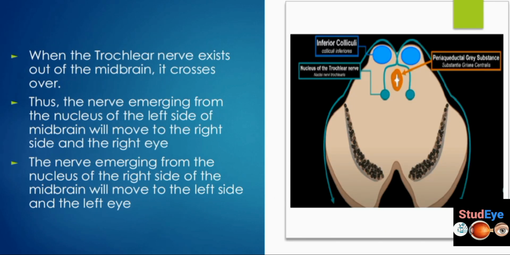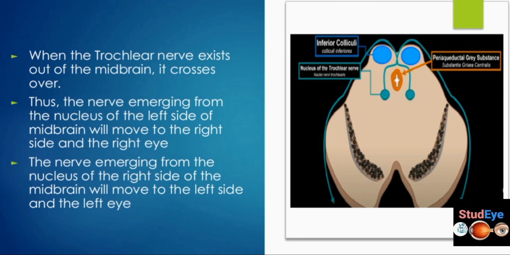So now when the trochlear nerve exits the midbrain, it crosses over. Here you can see that the nucleus of the left trochlear nerve is present on the right side. So what happens is that when the nerve fibers from the nuclei emerge, they cross each other. The right one moves to the left side and the left one moves to the right side, right? So this is how the decussation or crossing over occurs. Thus the nerve emerging from the nucleus on the left side of the midbrain will move to the right side, and the right will move to the left side.